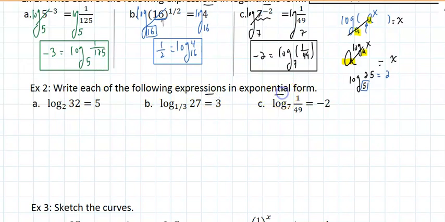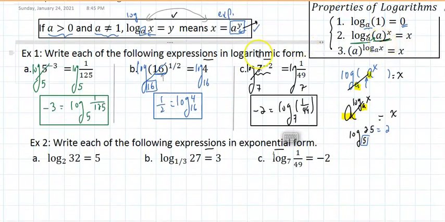in exponential forms, even though there's an equal there. Maybe I should change that to equations. Well, it doesn't matter. So I should say, not expressions, I should say equations. There we go.